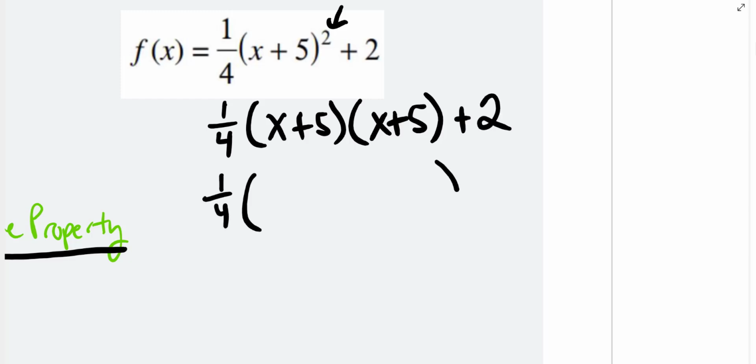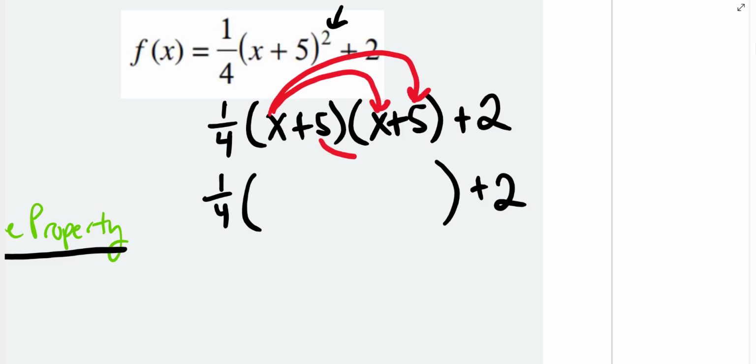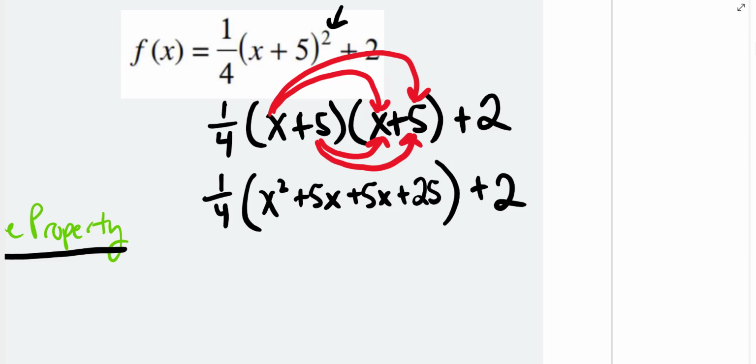Now we're going to use FOIL, which is how you multiply out binomials. So we're going to multiply the first, which is F. We're going to do the outside groups, which is O, the inside groups, which is I, and then the last groups, which is L. So x times x is x squared. X times 5 is positive 5x. 5 times x, 5x. And then the last one, 5 times 5, positive 25.